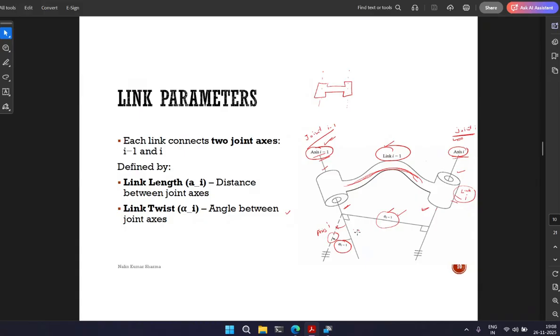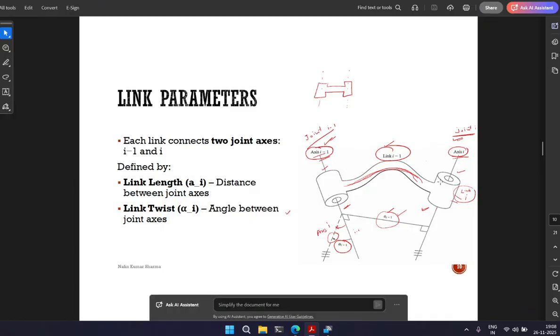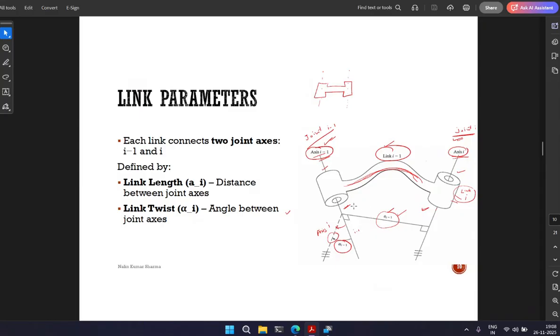If I want to know the link length between this joint and this joint, what I'll do is I'll draw two z axes. And the next rule is: always the previous joint's x axis should be perpendicular to the next joint's z axis, like this. Let me draw it.